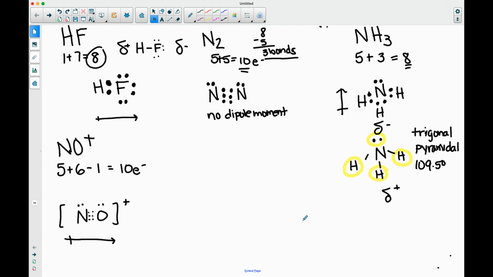Don't forget that we can also make those 3 lines, I'm sorry, those 6 dots, 3 lines. Because this is an overall charged species, it does need to go in brackets with the charge outside. We can still use the arrow method even with lines or dots.